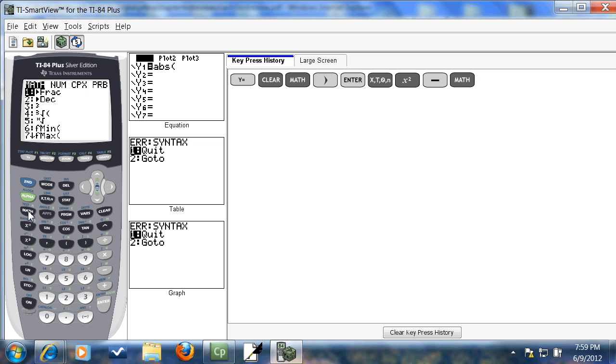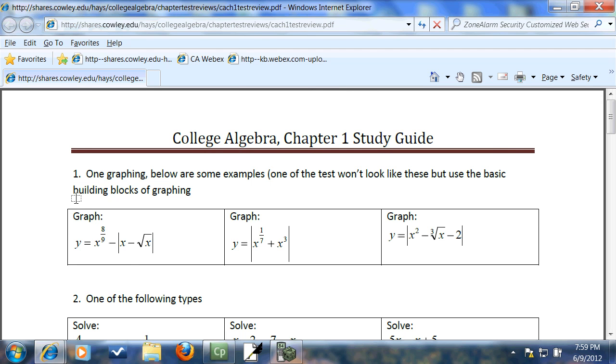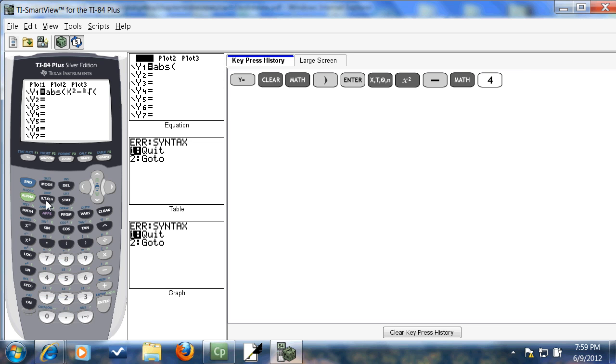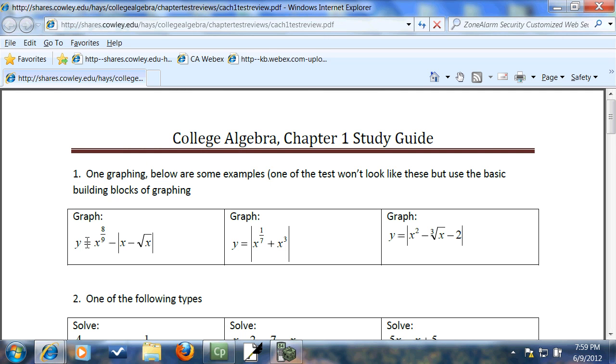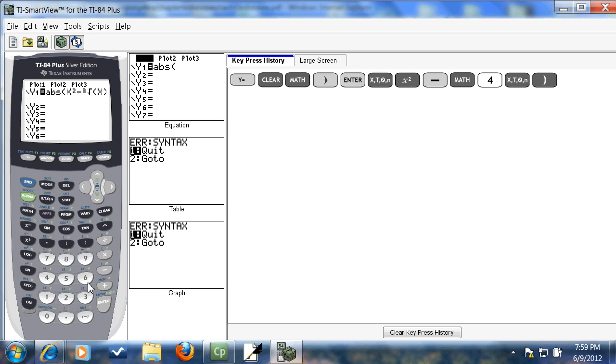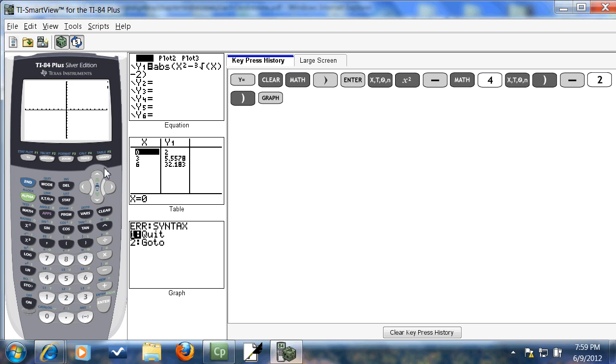So I go into the math menu. Now I'll choose the cube root, which is the 4th one, so I'll press the number that's in front of it. And then I'll put the x in. Oops, wait a minute. Where's that? There it is. Okay. Put the x in, closing parentheses on the cube root, minus 2. And then closing parentheses on the absolute value, and then graph. And that would be our answer.